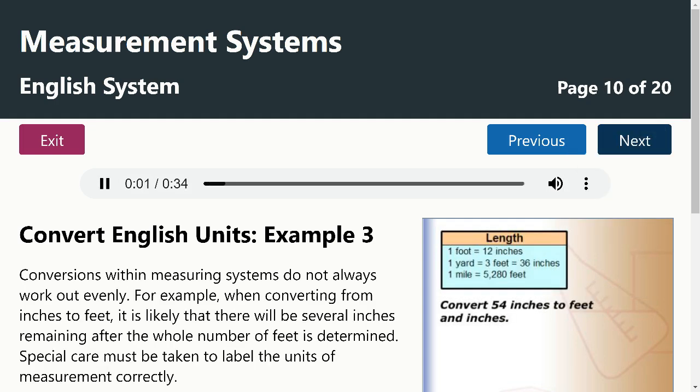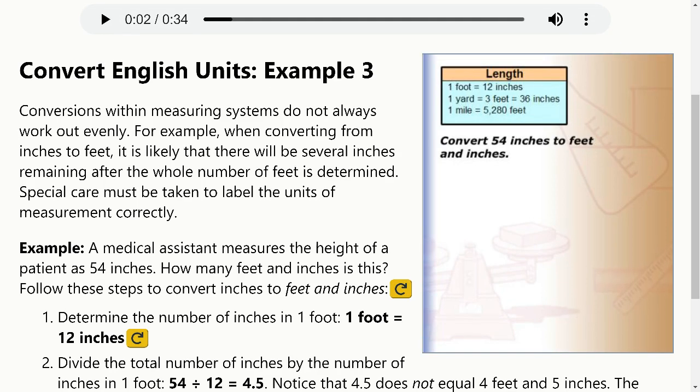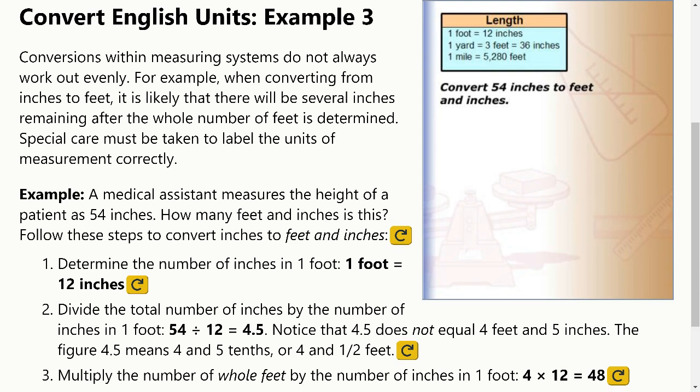Convert English units. Example. All right, so conversions within measuring systems do not always work out evenly. For example, when converting from inches to feet, it is likely that there will be several inches remaining after the whole number of feet is determined. Special care must be taken to label the units of measurement correctly. So an example: a medical assistant measures the height of a patient as 54 inches. How many feet and inches is this? You'll follow these steps to convert inches to feet and inches.